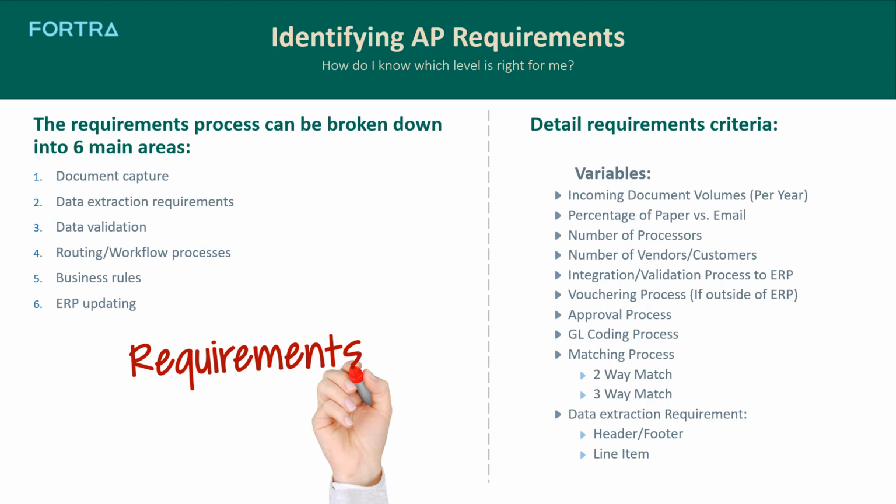And then, like I already said, the matching process. Does that matching process happen in your ERP system? Is there a two-way match? Is there a three-way match required? What is required for your process to be able to do all that validation? And then the data extraction requirement. Is it just header footer information, or do we need the line item information to do validation off of? So we look at those different areas of the business.